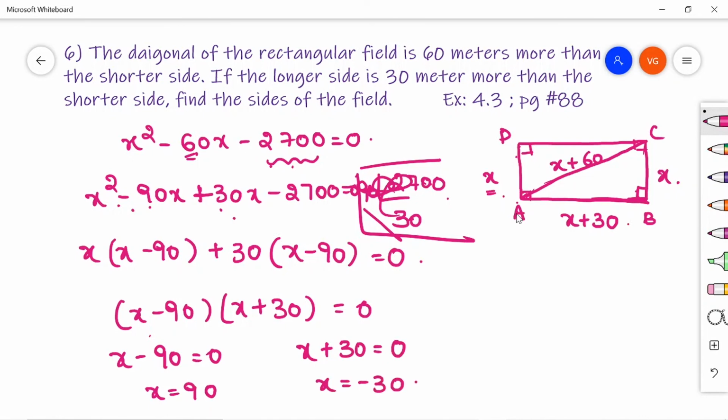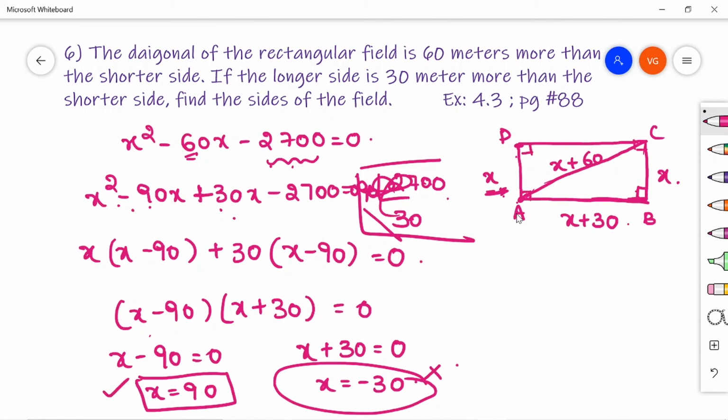Here we have assumed x as the length of one of the sides of the rectangle. Length cannot be a negative number, so x equal to minus 30 you can neglect. x is equal to 90 is the answer. As they are asking you to find the sides of the field, x is 90 meters, that is the breadth. The breadth of your rectangle is 90 meters.